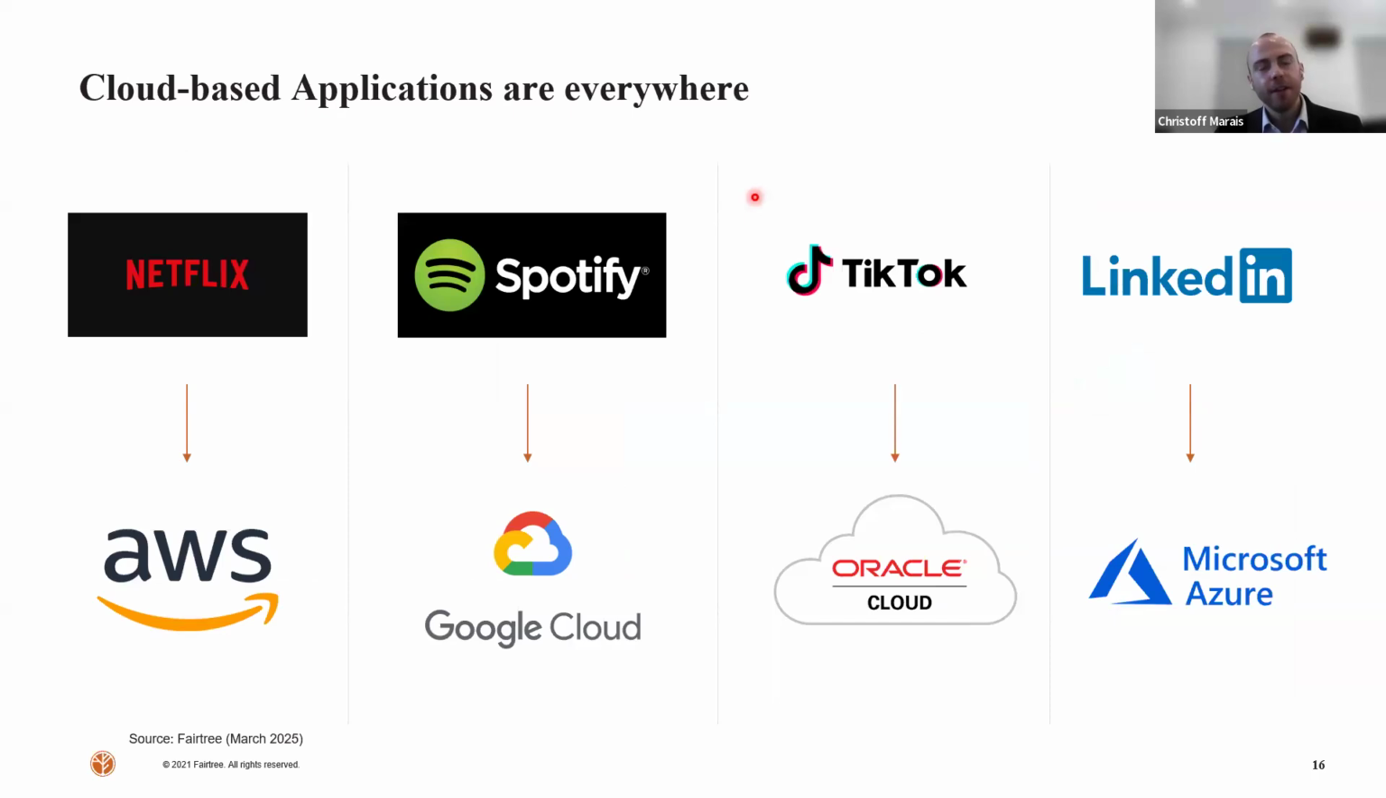For those who are still unsure where the public cloud fits in, we actually use cloud-based applications on a daily basis. For instance, Netflix, the app we all use to stream our favorite shows, mostly uses AWS as the background infrastructure to supply all these movies and series to all of us. Spotify's main cloud provider is Google Cloud. TikTok in the US specifically uses Oracle Cloud. And lastly, LinkedIn uses Microsoft Azure.